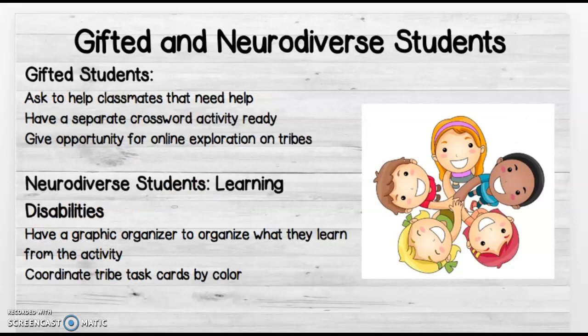More annotations are as follows. For gifted students that would like to continue working with classmates, we can ask them to help peers that may need help during the activity. If some gifted students would rather work alone, we could have a separate crossword activity ready or give them an opportunity to explore more about the tribes online. For neurodiverse students, we could provide them with a graphic organizer where they organize what they are learning from the activity to use as a future reference. We could also color coordinate the task cards in order to provide some visual support.